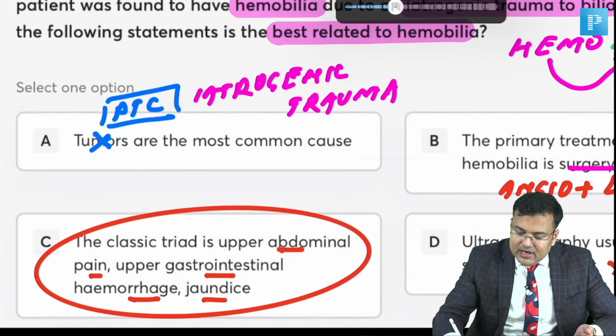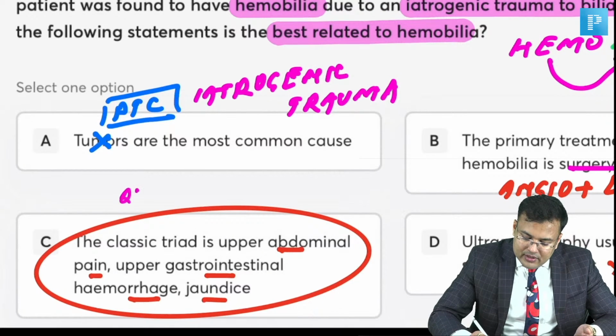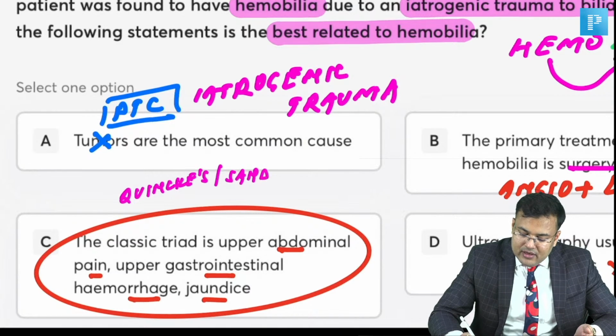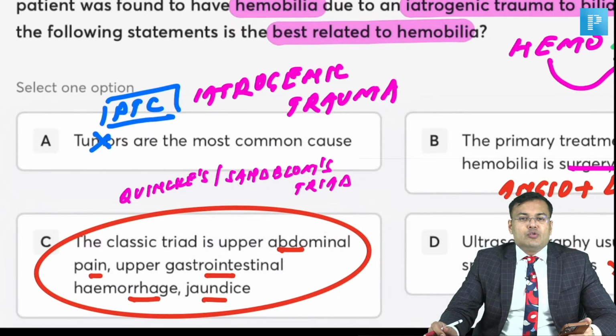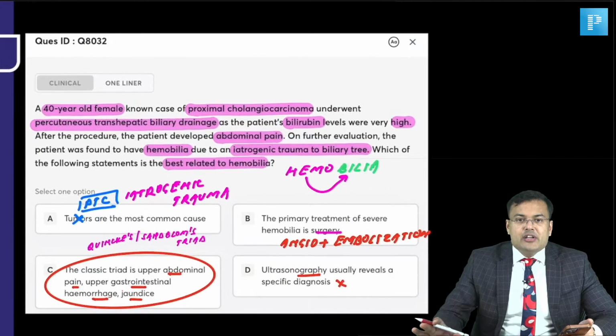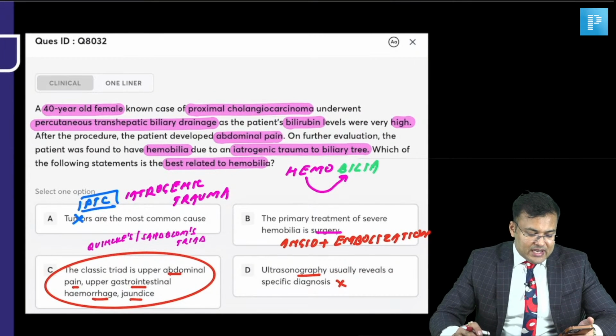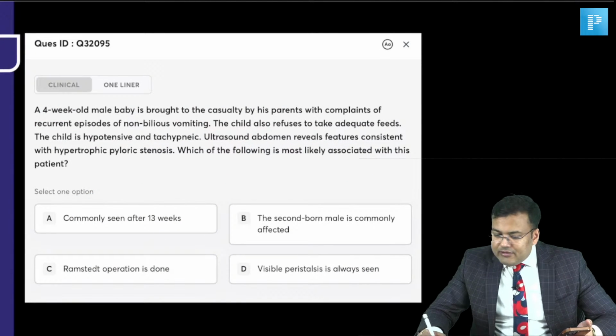What's the name of this triad? You already know the name. This is known as Quink's triad, also known as Sandblom's triad. So what's the name, guys? Quink's triad, also known as Sandblom's triad. Clear? So this is Quink's triad, also known as Sandblom's triad. So majority of you were correct for this question. Okay, guys? Majority of you were correct. Next question, easy.